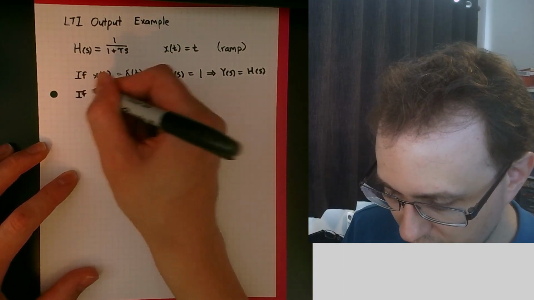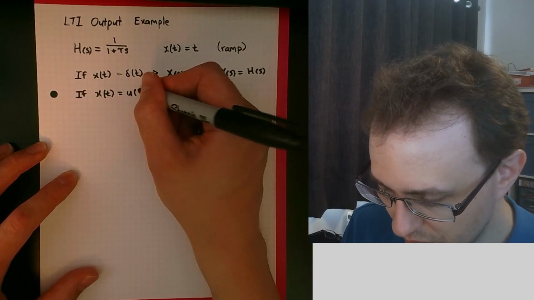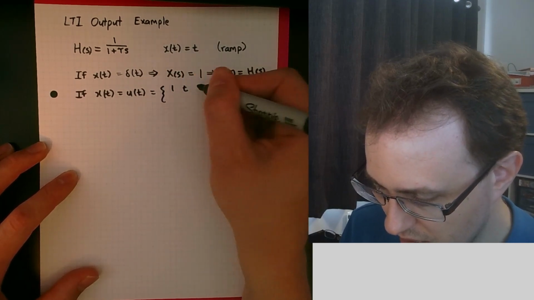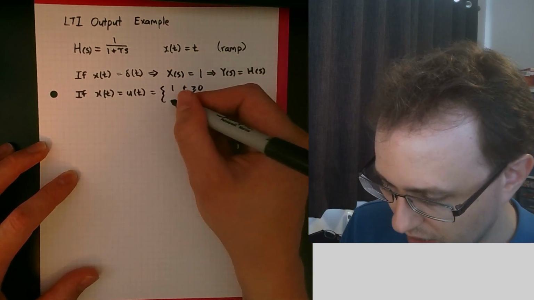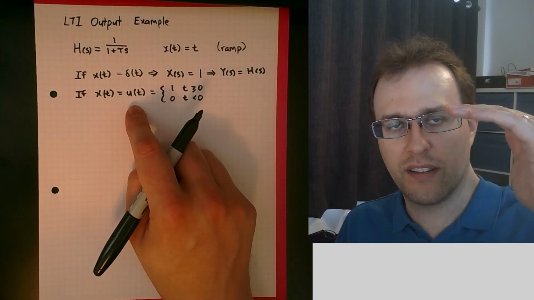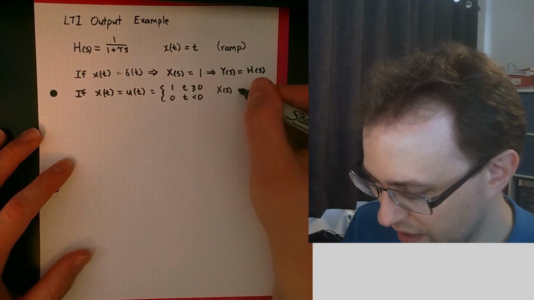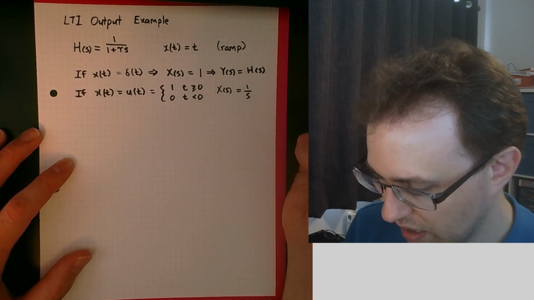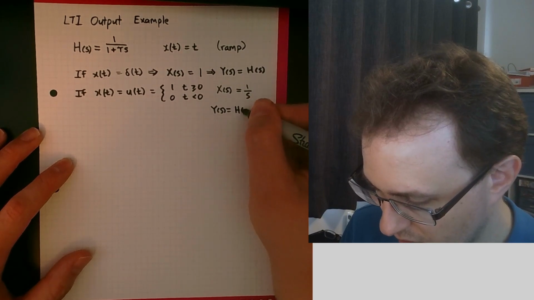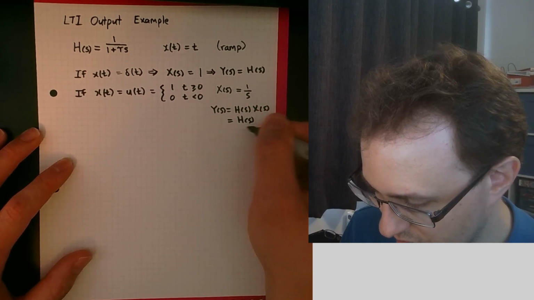Another special case is if our input x(t) is equal to a step function. This is u(t). So that's going to be equal to 1 if t is greater than or equal to 0, and that's equal to 0 for t less than 0. So the step function goes from 0 to 1 at time 0 and then stays at 1 for all time. That special case would give us an input X(s) equal to 1 over s. And so then our Y(s) in that case would be H(s) times X(s), or simply H(s) over s.